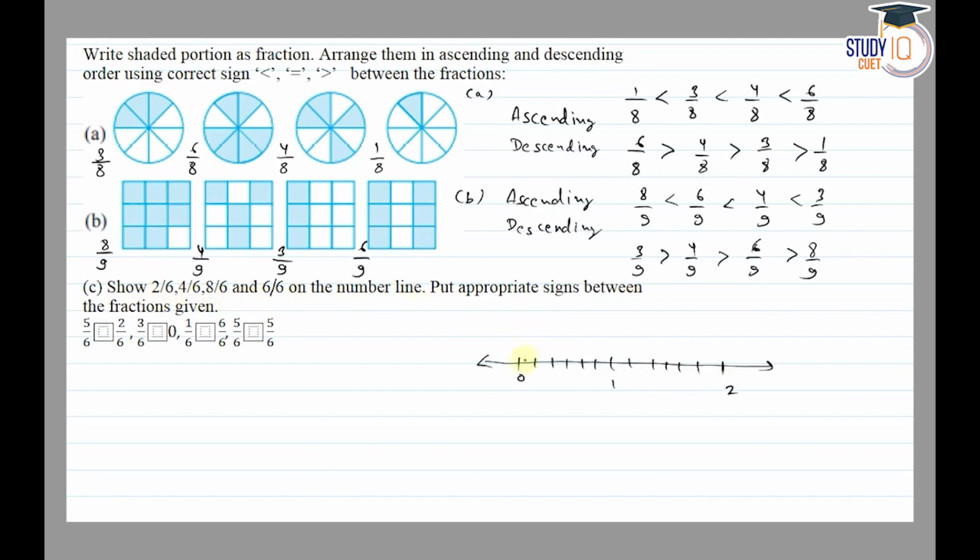On the number line, 1, 2, so here will be our point 2 by 6. Then 4 by 6: 3, 4, this will be 4 by 6, and 5, 6, this point will be 6 by 6. Then 1, 2, 3, 4, 5, 6, 7, 8, so this point will be 8 by 6.